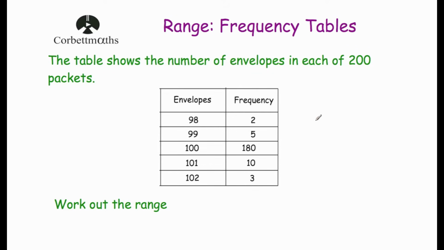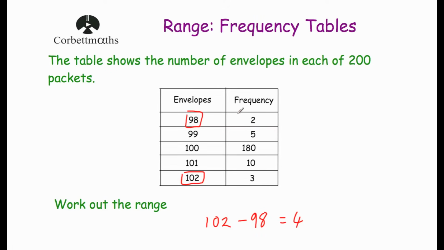We could write this as one big massive list with 200 numbers in it: 2 98s, 5 99s, 180 100s, 10 101s and 3 102s. Alternatively, we could just look at our table and see that the largest value is 102 and our smallest value is 98, and we could do 102 subtract 98, and that's equal to 4.